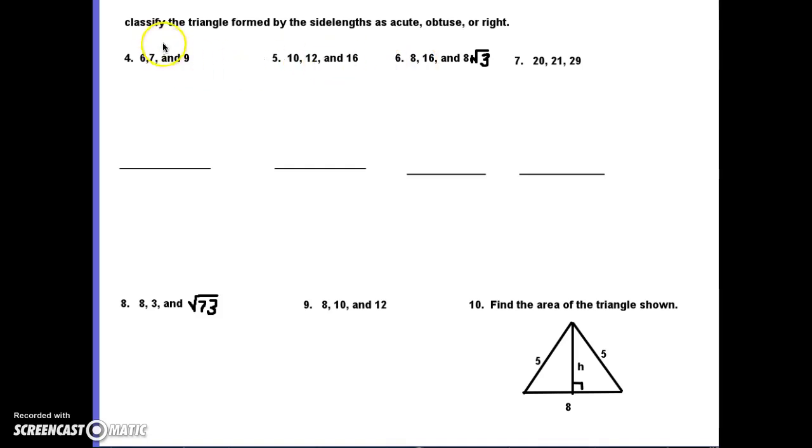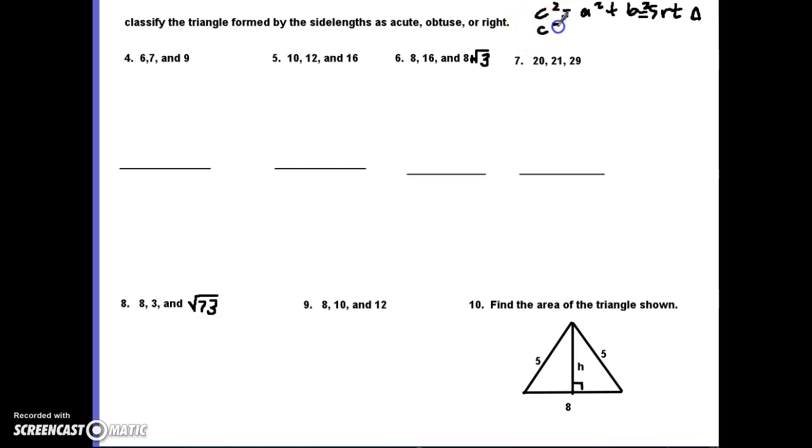So let's go ahead and continue with classifying the triangle formed by the side lengths as acute, obtuse, or right. In reviewing, if c squared is equal to a squared plus b squared, or the square of the hypotenuse is equal to the sum of the squares of the legs, this implies that we have a right triangle.